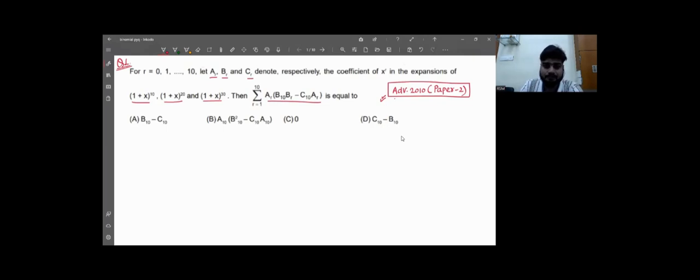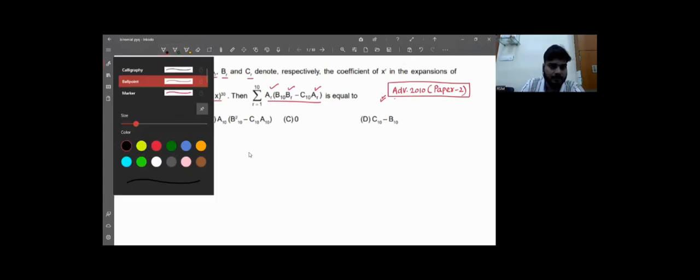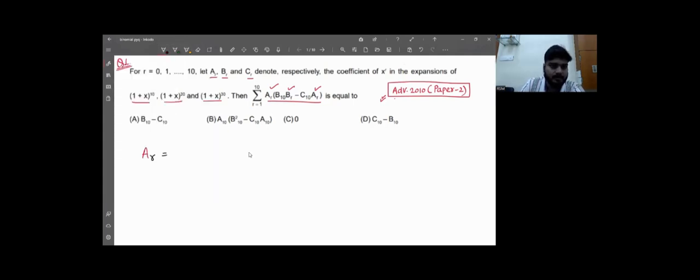So basically we have to find A_r, B_r and C_r, because all other things, B_10 and C_10, are constant terms. So first let us write A_r. A_r can be written as the coefficient of x^r in (1+x)^10. So this can be written as 10Cr. B_r can be written similarly as 20Cr and C_r can be written as 30Cr.